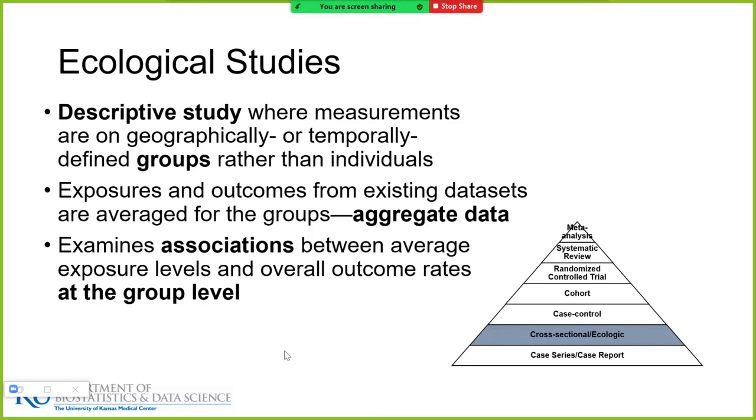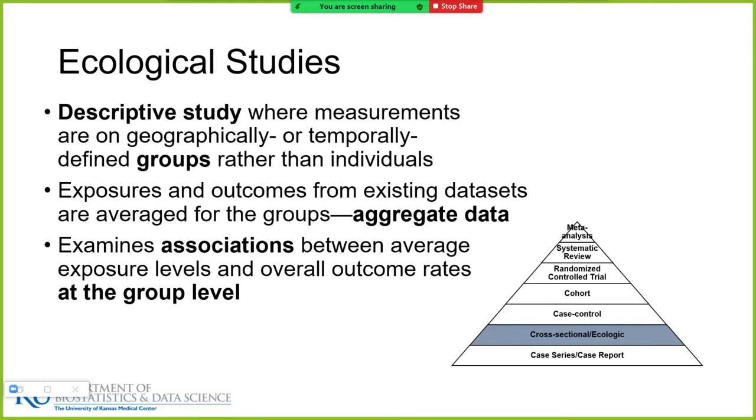Ecological studies are just studies in populations using aggregate data. So they're descriptive, a lot like a cross-sectional study, but instead of having measurements on individuals in a population, we have measurements at a group level. So for instance, at the county level, the zip code level, the state level, the country level, or maybe snapshots in time, like in 2020, 2019, 2018. So aggregate data.